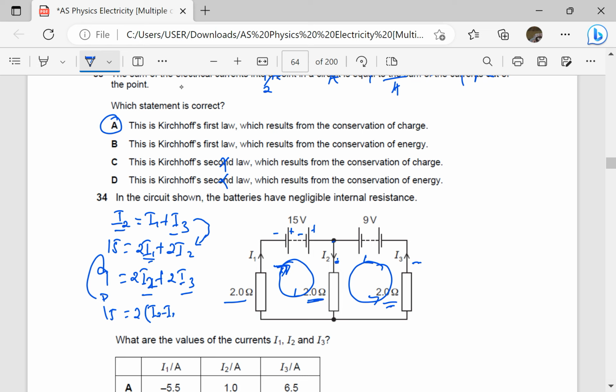I2 minus I3 plus twice I2. I'm simplifying it further. I have 15 equals twice I2 plus 2I2. That becomes 4I2 minus 2 times I3, which is twice I3. Okay, so I'm combining that equation with 9 equals 2I2 plus 2I3. Let's add these equations.